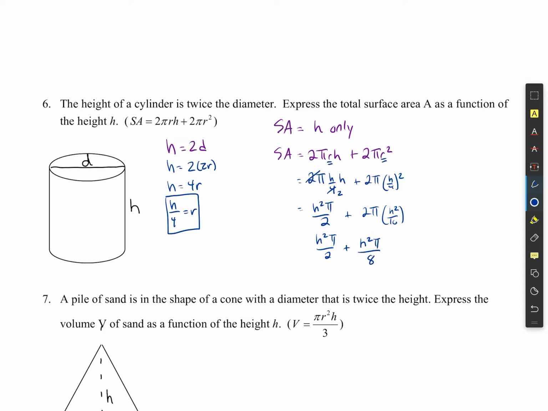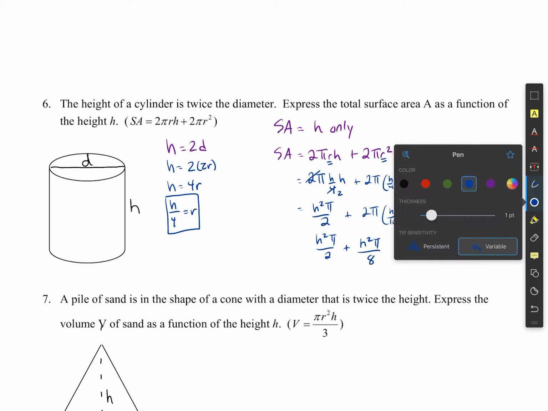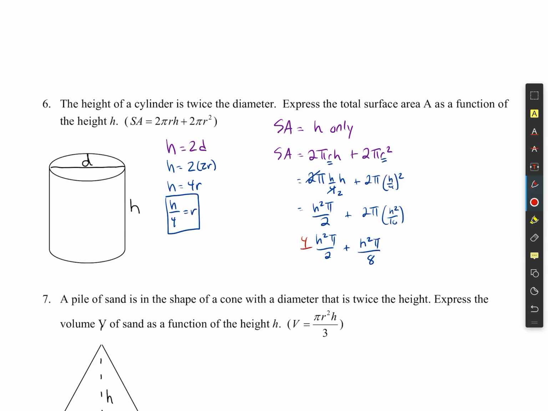Now I could take this even further. I can go common denominator here. So if I want to get them both over 8, times 4 over 4, that gives me 4 h squared pi plus 1 h squared pi, 5 h squared pi over 8. And that is my surface area formula dealing with only h and numbers.